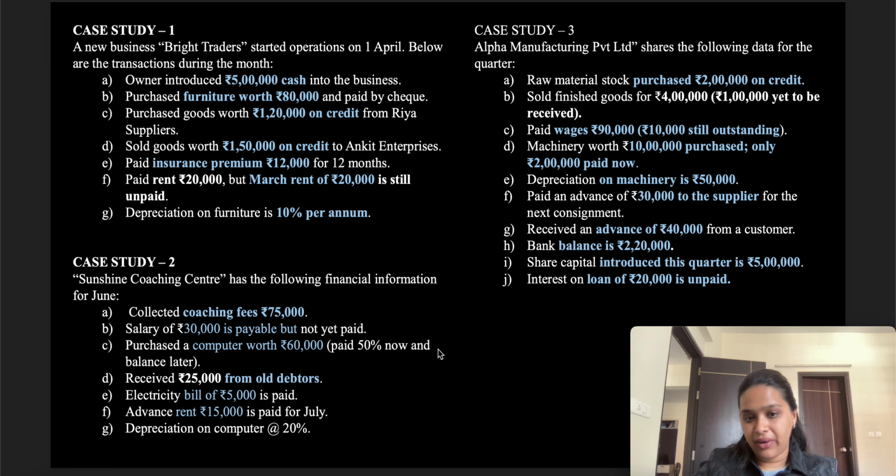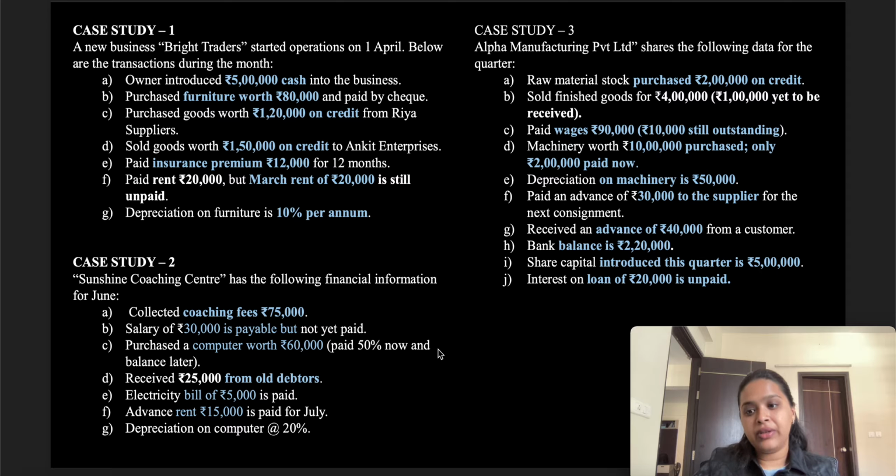Electricity bill of 5,000 is paid. So what is electricity bill? It is an expense for them. Advance rent of 15,000 is paid for July. Rent is an expense, and since they have paid the rent in advance, it is a prepaid expense. Okay, and prepaid expense is an asset for us.